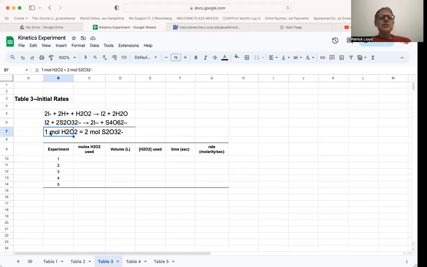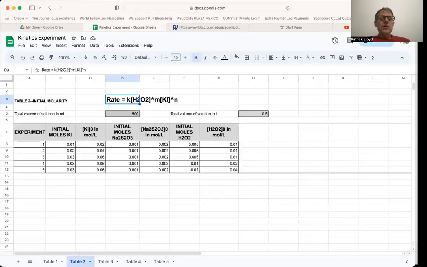It's not intuitive necessarily how we're figuring this out, but the important point is that for every mole of H2O2 that reacts, that corresponds to 2 moles of S2O3 2 minus, the thiosulfate, based on these first 2 equations here. So we're going to figure out how many moles of H2O2 were used from the moles of S2O3.